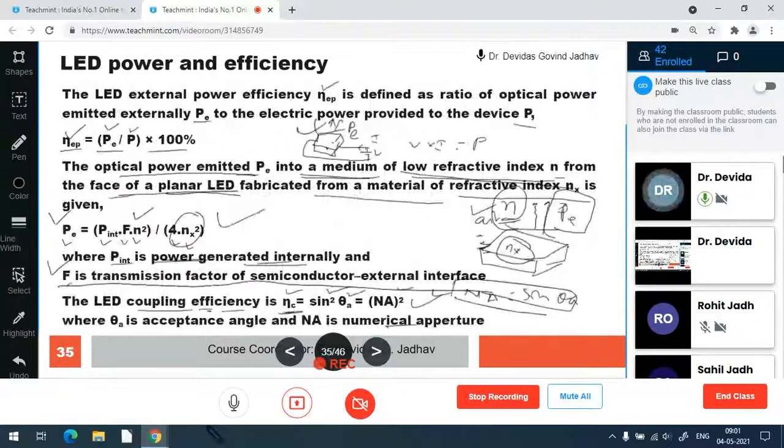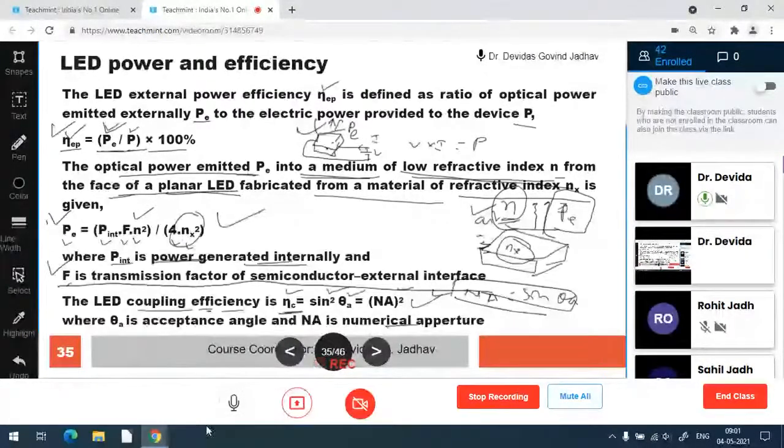Similarly, the external efficiency eta E is PE divided by P. Power emitted externally divided by electrical power is the external emission efficiency. External power efficiency is defined as the ratio of optical power emitted externally to the electrical power provided to the device. PE upon P into 100 is eta E.